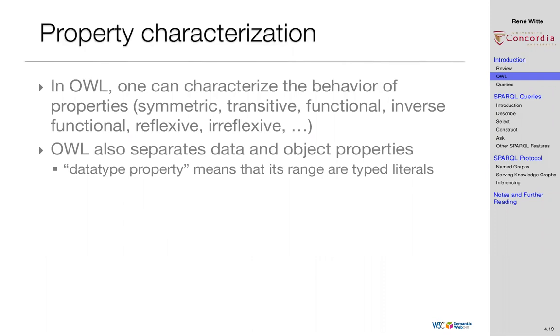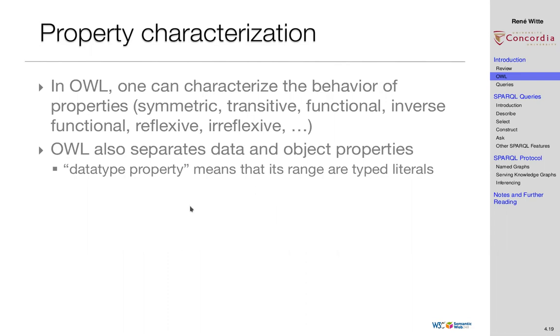You've also seen properties. These are a core part of RDF. And in OWL, you can be a lot more precise about these properties. You can say if a property is symmetric, transitive, functional, inverse functional, reflexive, irreflexive, and so on. So things you know from logic or math, you can precisely specify in your knowledge graph.